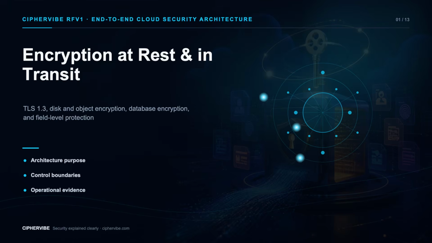Encryption protects confidentiality for stored and moving data, but depends on key ownership and verified enforcement across all paths. We will connect its purpose, design boundaries, implementation path, failure modes, and evidence of effectiveness.